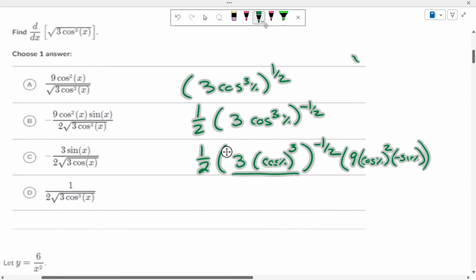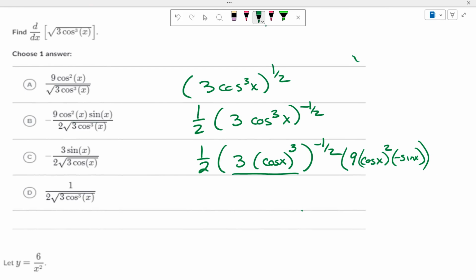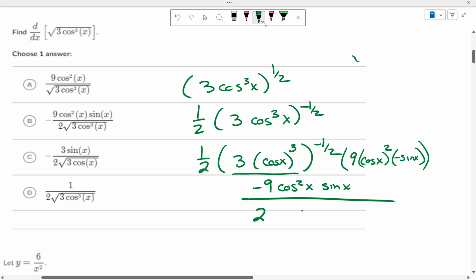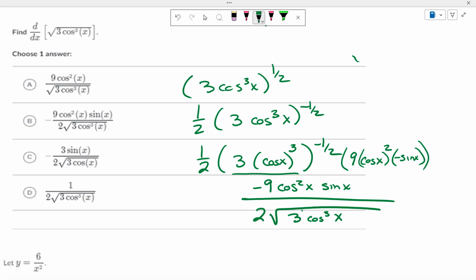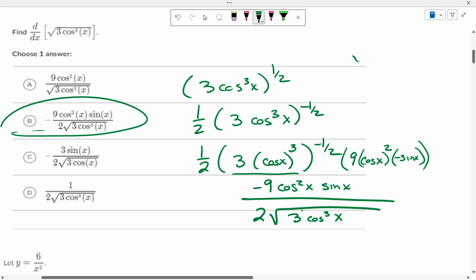So in the numerator, we'd have a negative 9 cosine squared of x sine of x. In my denominator, I'd have a 2 and a square root of 3 cosine cubed of x. Which is choice B.